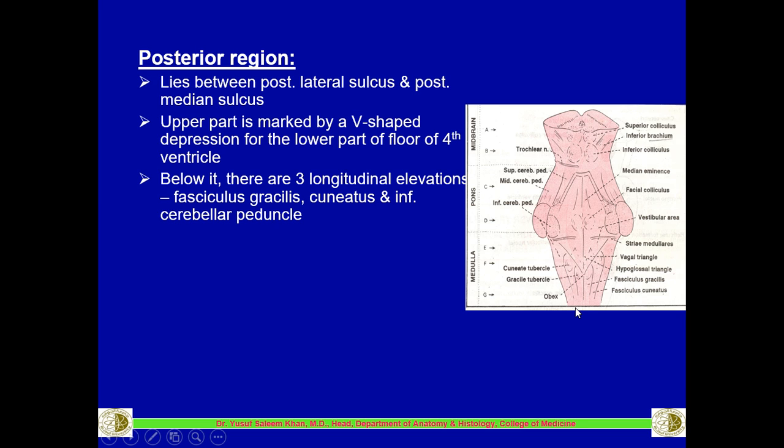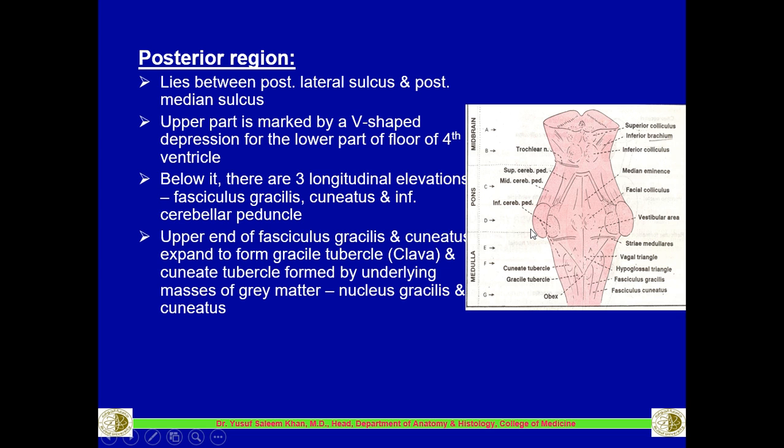So three elevations can be seen. One is the fasciculus gracilis on either side, then the fasciculus cuneatus, then we have the inferior cerebellar peduncle. The upper ends of the fasciculus gracilis and cuneatus are expanded to form the gracile tubercle as well as the cuneate tubercle. If you appreciate here, you can see the gracile tubercle and the cuneate tubercle, and each is formed by the underlying mass of gray matter of the nucleus.